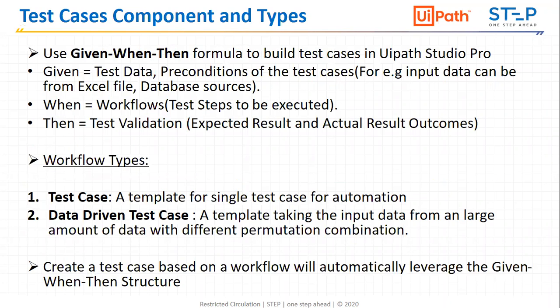Now the test case components and types. Here there are three parts: given, when, and then. We will show this practically after these few slides: how to use given, how to use when, how to use then, and what the use is. Given is the input data and preconditions for the test case. We need to input some Excel file, or we take the data from the database. That is the input data which we will be passing to the test case.